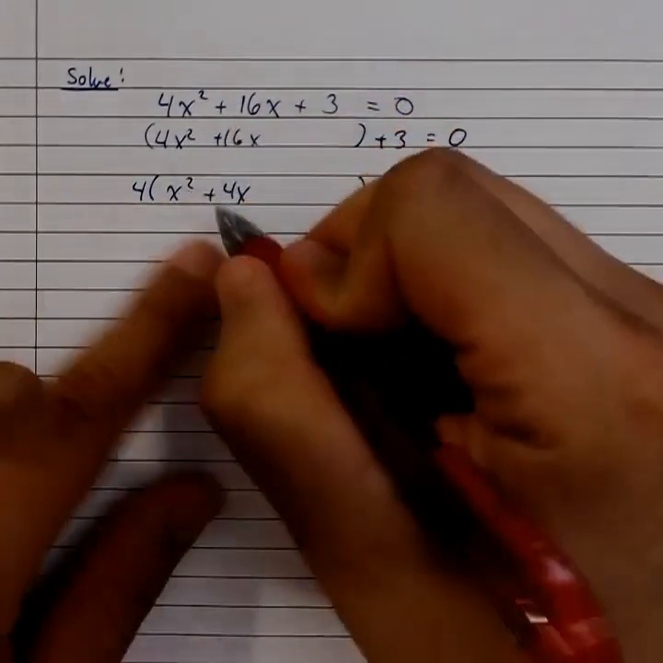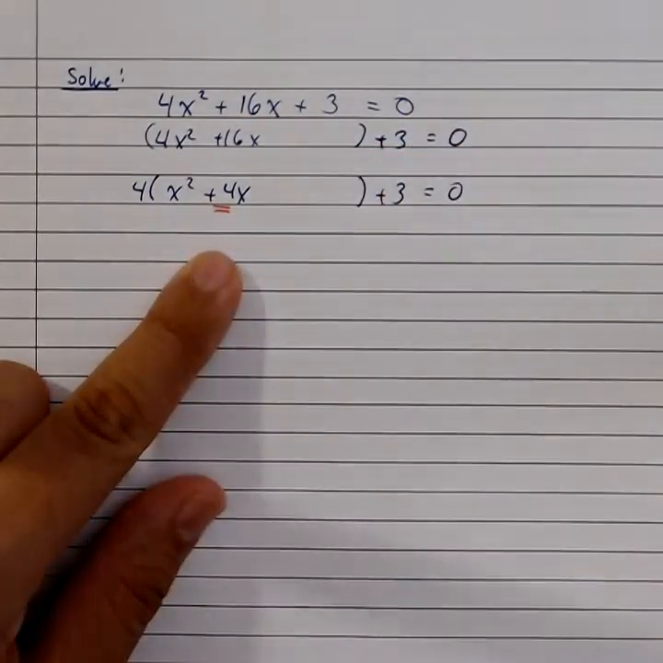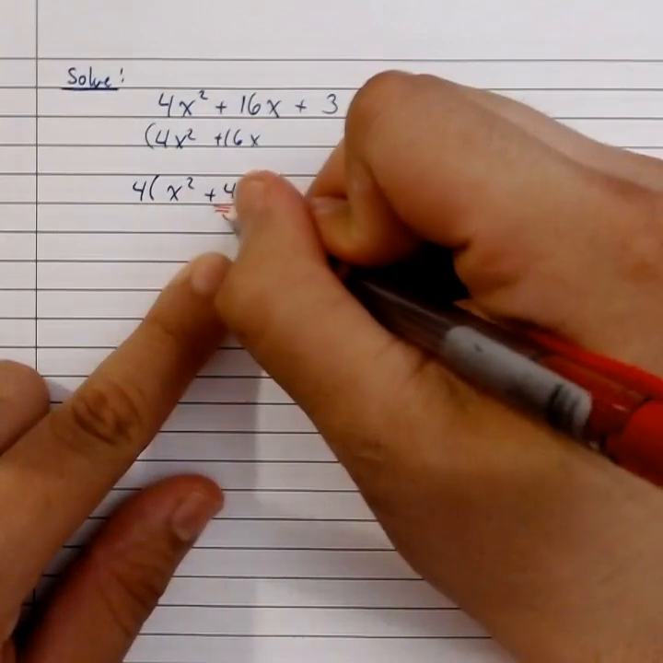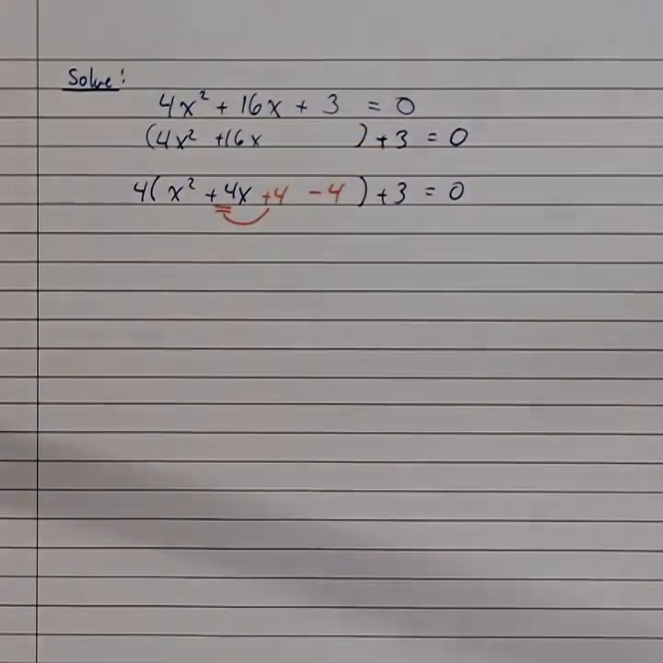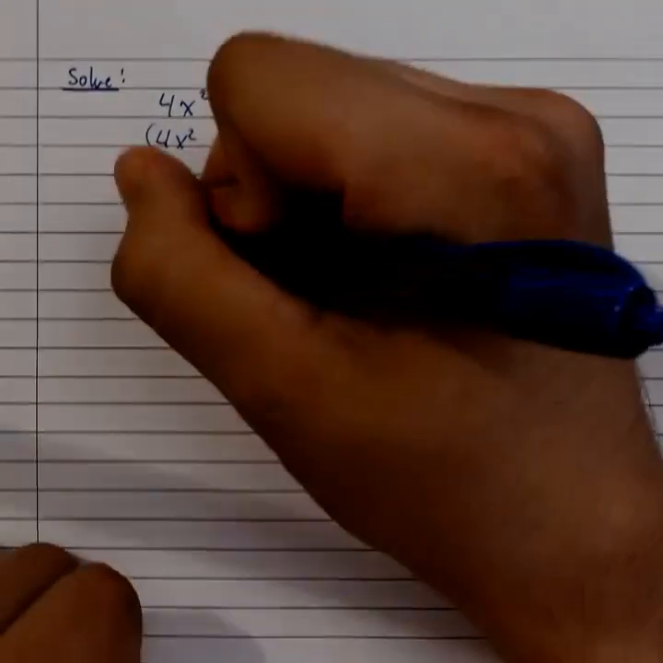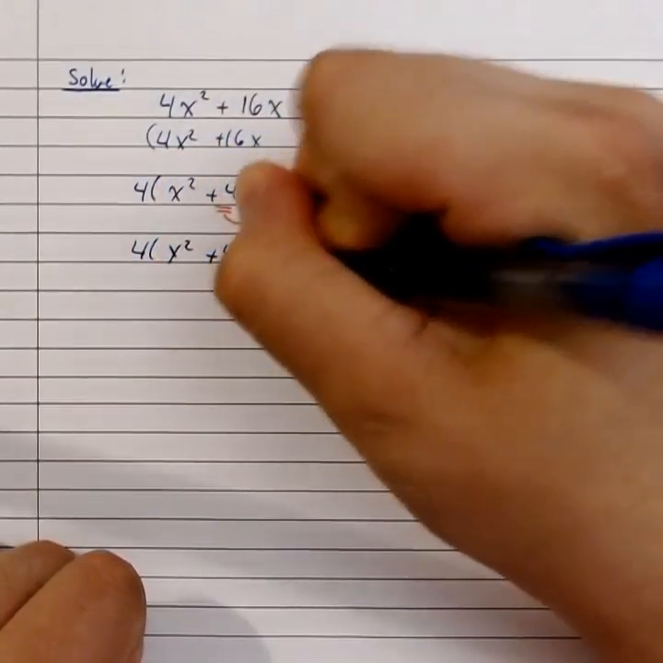So now I'm going to take this number, cut it in half, and then square it. Half of 4 is 2, and then 2 squared is 4. But then a minus 4 to balance out that plus 4. I can now write this as 4 times x squared plus 4x plus 4.